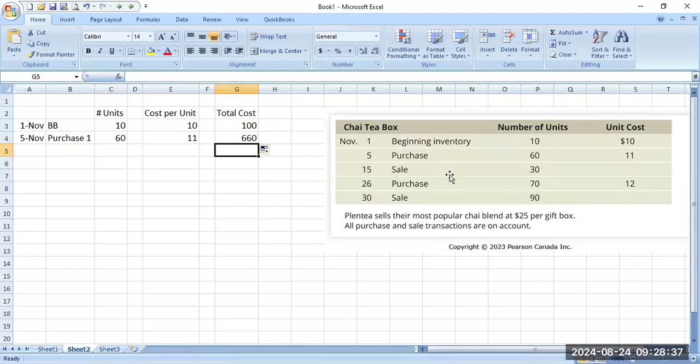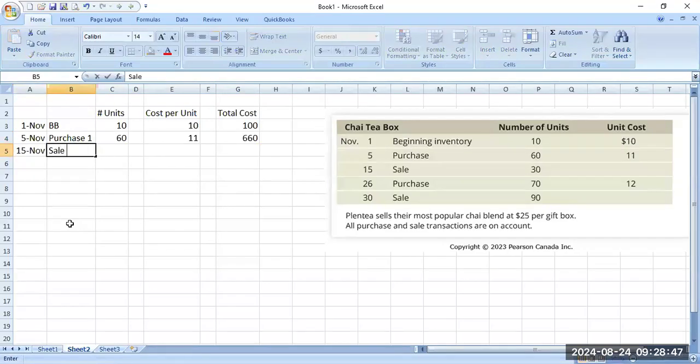Then we have a sale of 30 units on November 15. We have our first sale for the month of 30 units. We're selling them at a selling price, but this selling price is irrelevant at this point because we try to find the cost of the units that we sell. Sales price is sales price. That's $25. That's how much we sell.